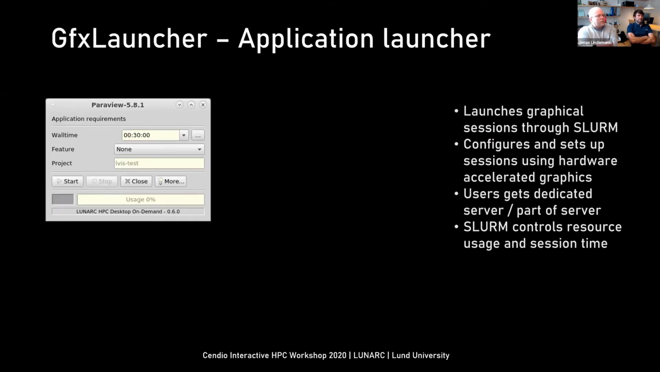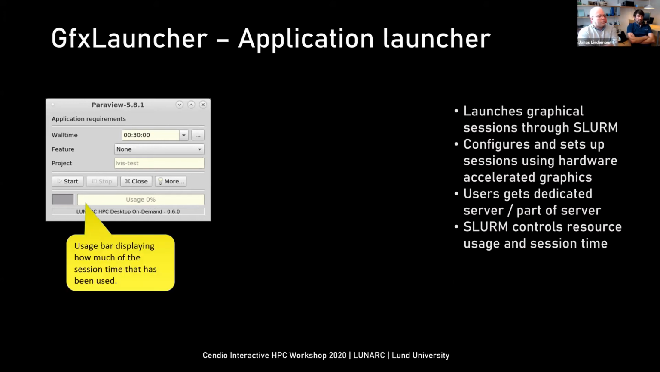So let's see, the graphics application is called GFX Launcher. It is basically a command line tool that presents the user with a user interface for selecting wall time and features. It automatically selects a project based on which grant file you're part of on the system. There are some controls here for starting, closing, stopping, and some other things. Below there is a usage bar so that the user can see how much of its wall time has been used when the application has been started.